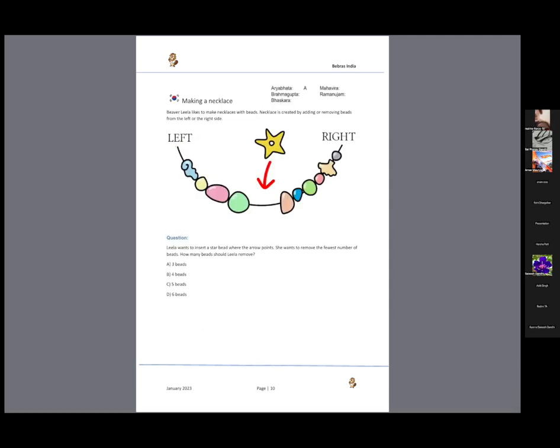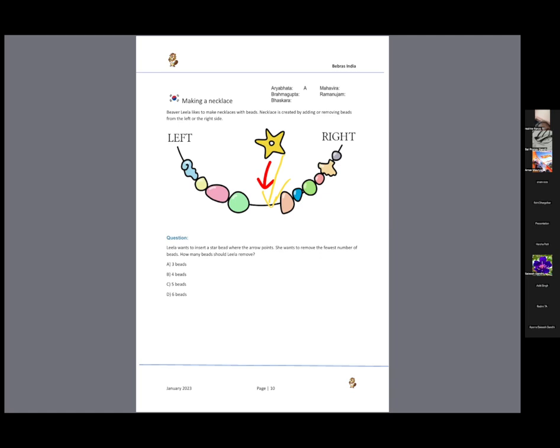So there's a weaver named Leela who likes to make necklaces out of beads. And to create a necklace, you can either add or remove a bead from either the left or the right side. So you can't add a bead in the middle. You have to either add a bead on the left or the right side, or remove one bead from that side. So if they want to insert this star bead into the center, what is the minimum number of beads they'll have to remove from any side?